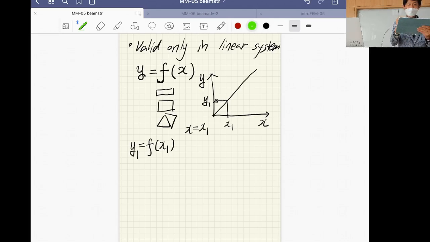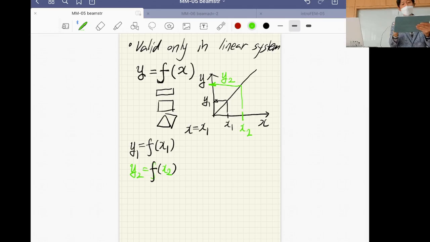Let's consider another input. For example, I want to consider x2. If you consider x2, because of this behavior, we must have y2. I'm talking about just a conceptual one. So y2 is a response of the same system. Please make sure that it is the same system, but the input is different. The input is different. So my question is, what's going to happen?